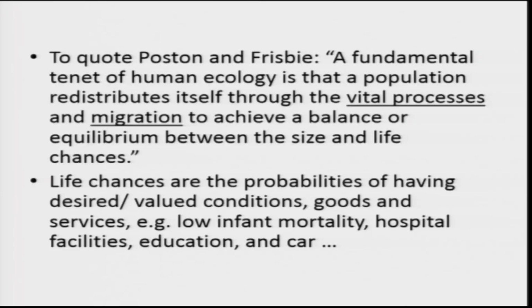To quote Poston, a fundamental tenet of human ecology is that a population redistributes itself through the vital processes, meaning fertility, mortality and migration, to achieve a balance or equilibrium between the size and life chances. Life chances include the probabilities of having desired or valued resources and conditions, goods and services, such as low infant mortality, hospital facilities, education, and say, a car.